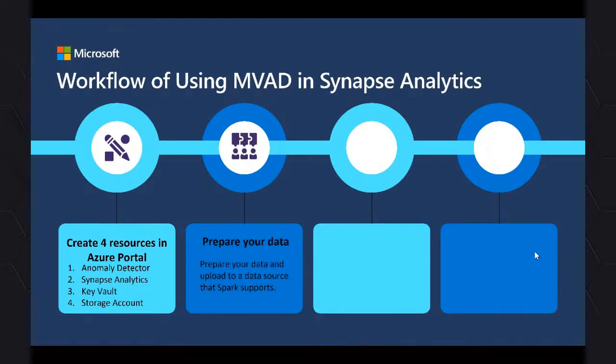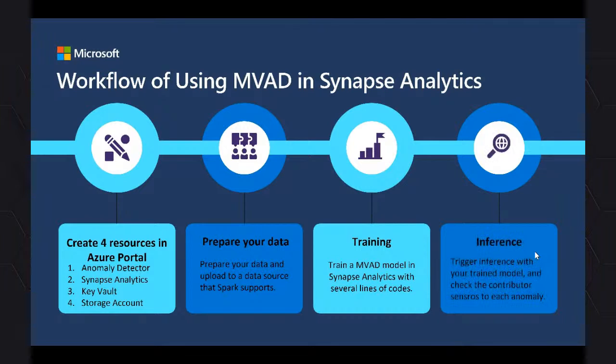The second is that you should prepare your data. For this part, you should prepare your data in a multivariate anomaly detection way. You can also check some restrictions and regulations on how you should prepare your data for multivariate anomaly detection, and then upload the data to a data source that Spark supports, like blob storage, Cosmos DB, etc. And after you prepare your data, you can start training with SynapseML in Synapse Analytics with several lines of code.